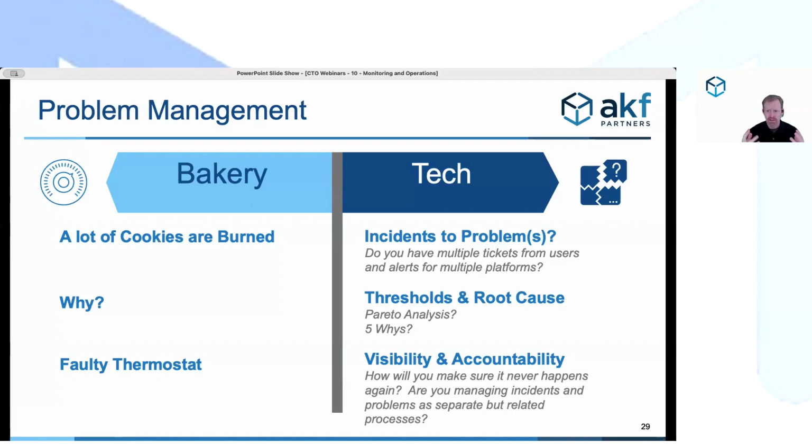We talked about incidents should relate to problems. And in true problem management, if you can identify your thresholds, do your root cause analysis, do the 5 whys, which is trying to understand the root cause, that's the goal. You want to make sure you have that visibility and accountability to make sure it never happens again. So always have postmortems, and make sure someone is accountable for that.